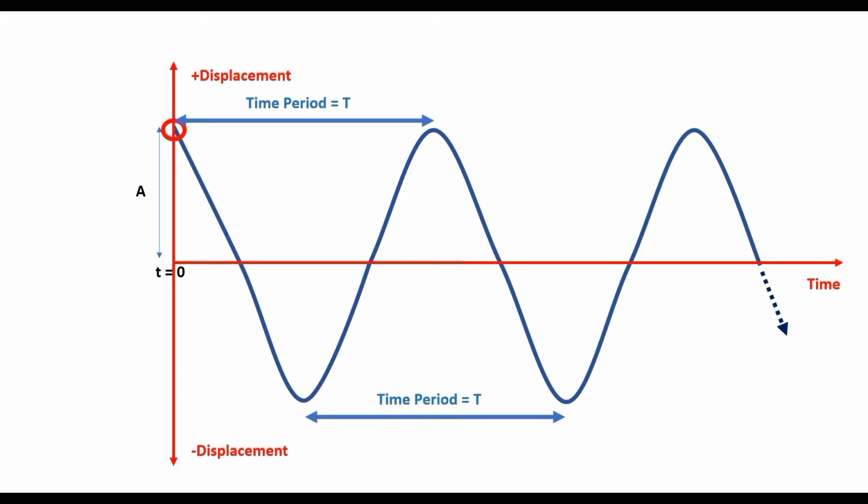The time taken to complete one cycle is called the time period t. Now, the number of times the mass m passes a specific point during vibration, signified by a constant displacement in the displacement time graph, in 1 second, is called the frequency of vibration.